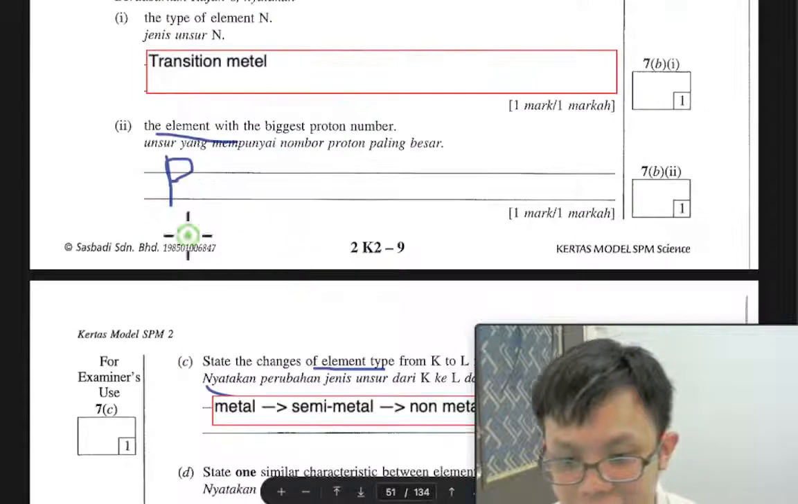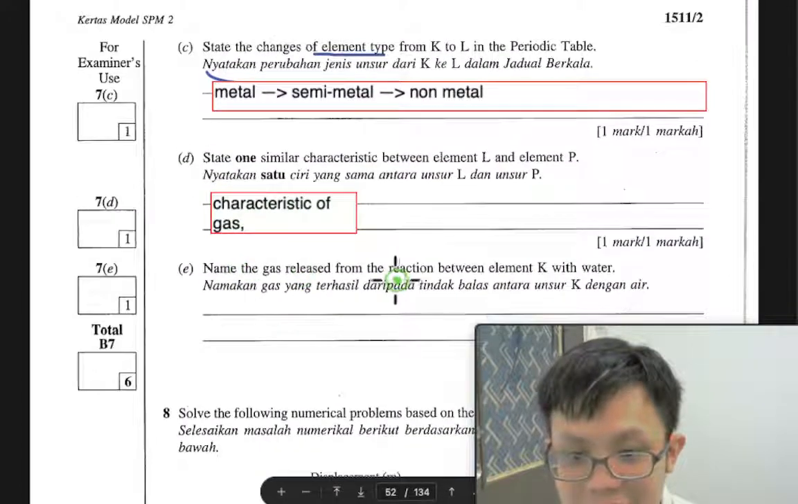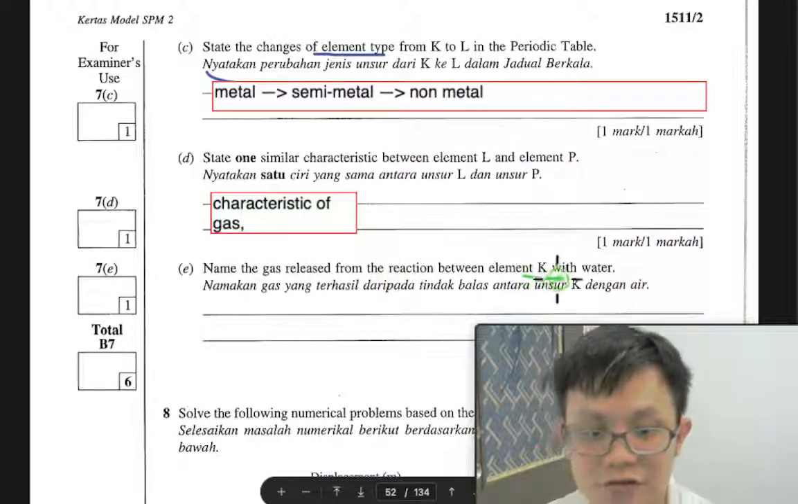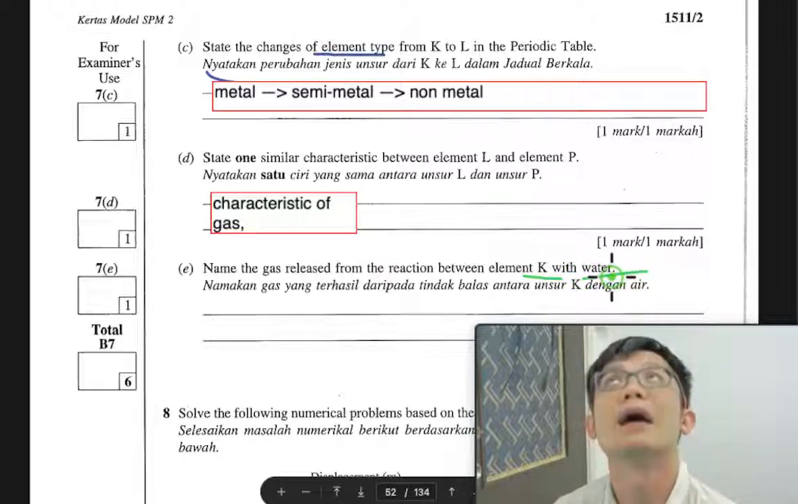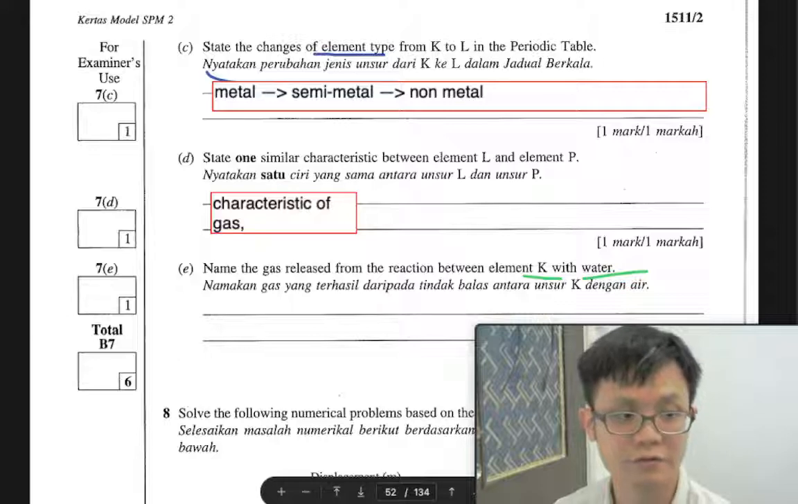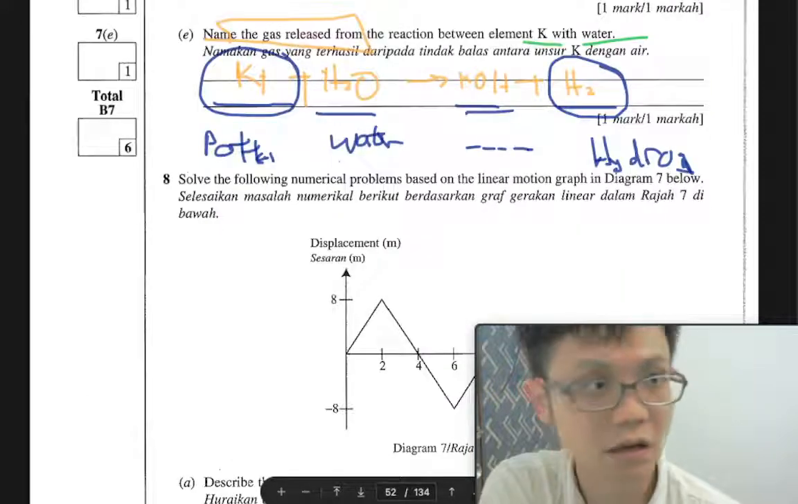Okay, where was I? I forgot the question already. Name the gas released. So if I use group 1 and water, what will it produce? Any questions? No.